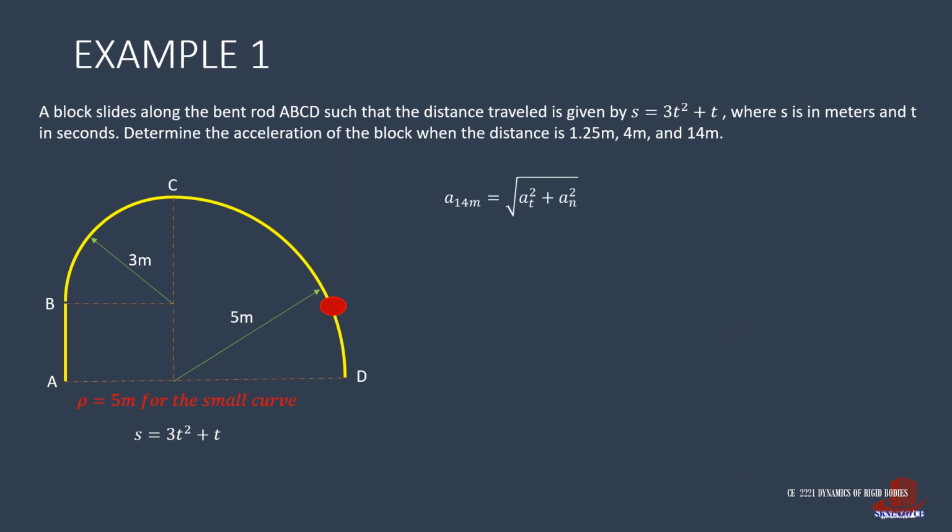With the tangent and normal acceleration components already determined, solve for the magnitude of acceleration by taking the root of the total of their squares. That is the root of 6 squared plus 33.8 squared to have 34.33 meters per second squared.